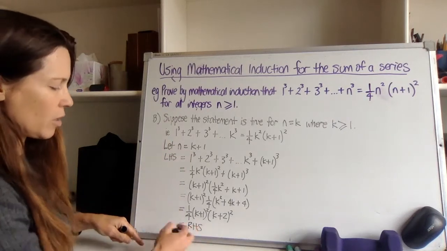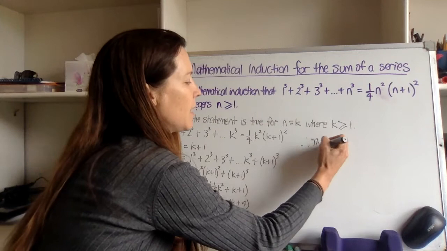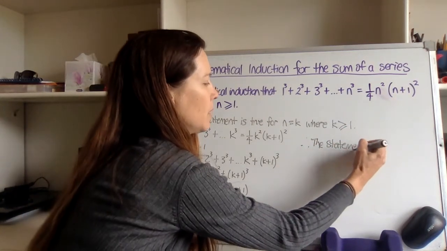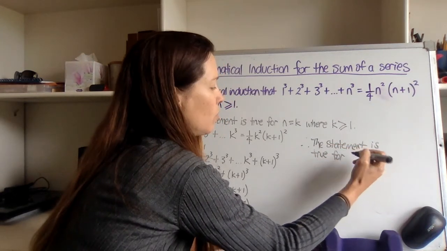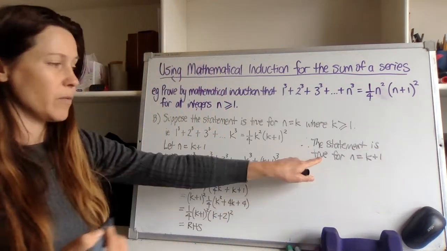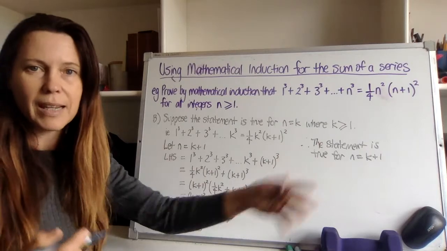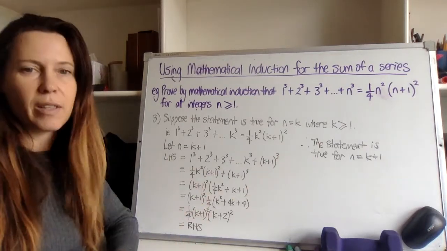After that, I didn't need to go on the next line, but obviously I've run out of board space here. I'd write, therefore, the statement is true when n equals k plus 1. So the statement is true for, or when, doesn't matter which, n equals k plus 1. All right, and it's very important that you write that. There's no point proving it and then not stating it. You've got to be really deliberate about stating what it is that you found.